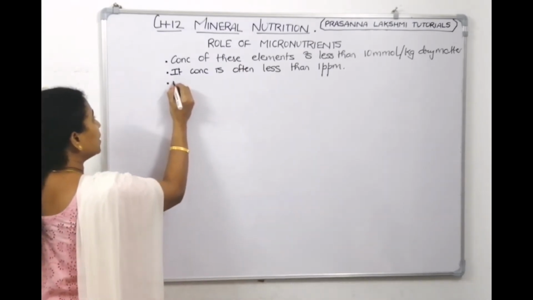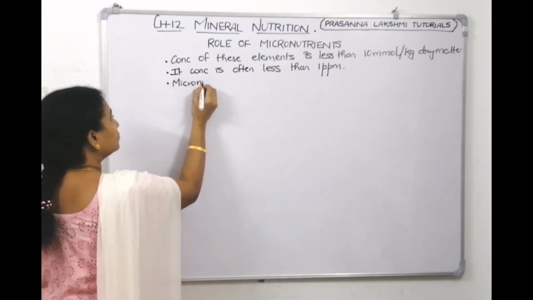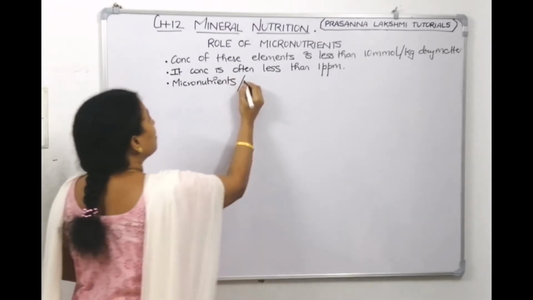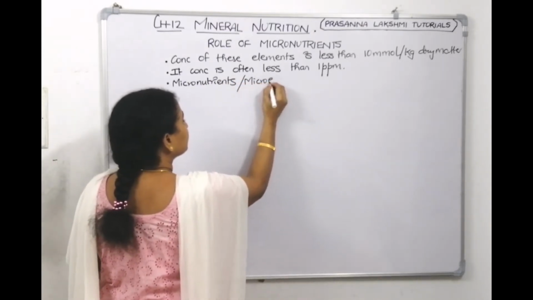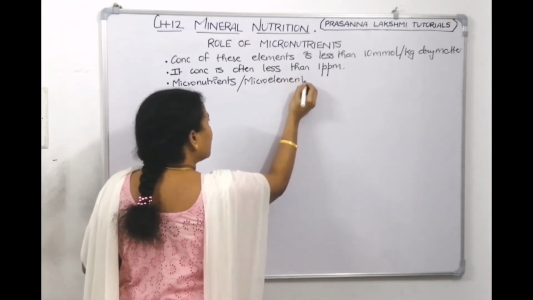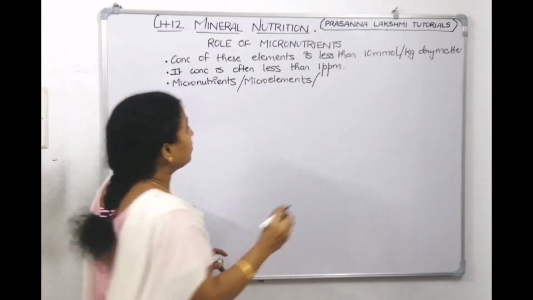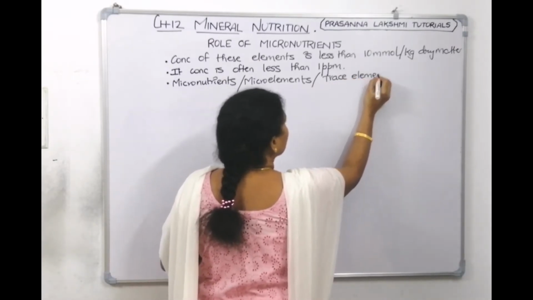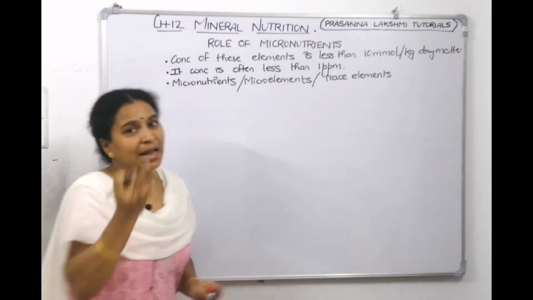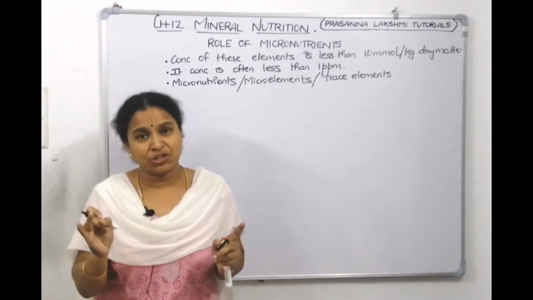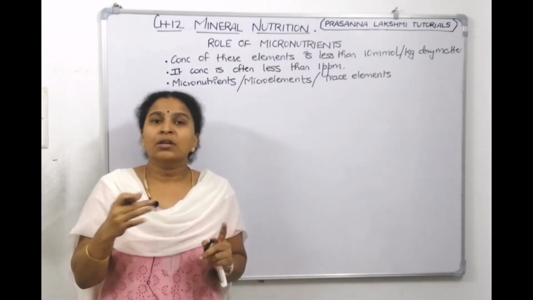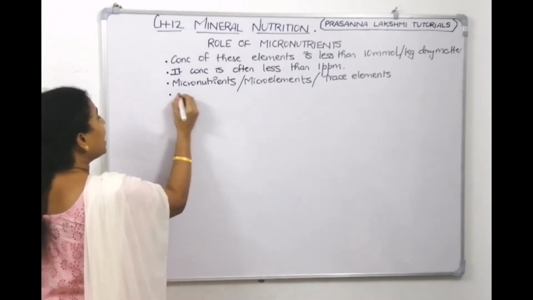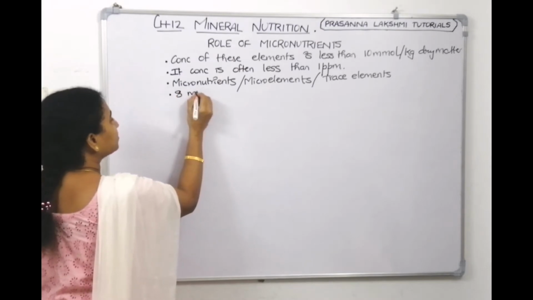So micronutrients are also called microelements, and we can also call them trace elements. They are also called trace elements, children. Microelements and macroelements together are called essential elements, right? 9 are macro, and the remaining 8 are micro. How many trace elements are there? 8 microelements are there.